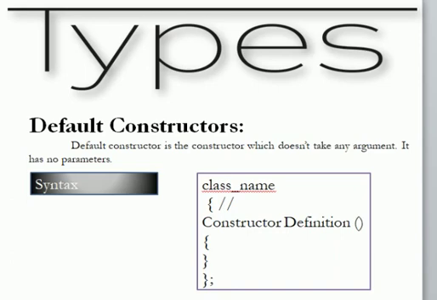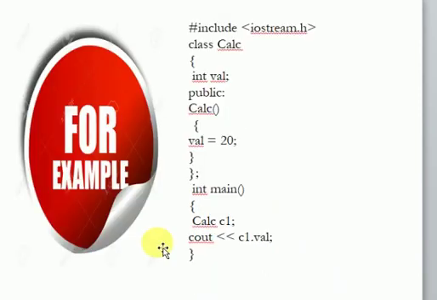We can define the constructor within the class. Here I have given the syntax. First I define the class name. Within the class I have defined the constructor without any arguments, so it is known as a default constructor. We will see this by example. In this example, as I already said, the class name and constructor name should be the same. Here my class name is calc, so my constructor name is also calc. So my class name and constructor name are the same.